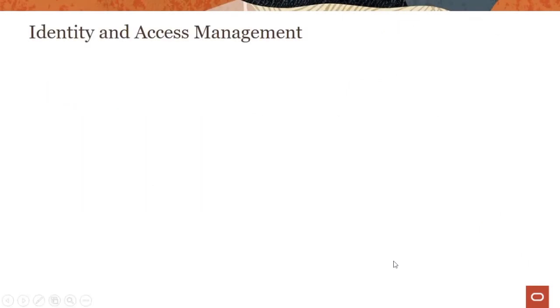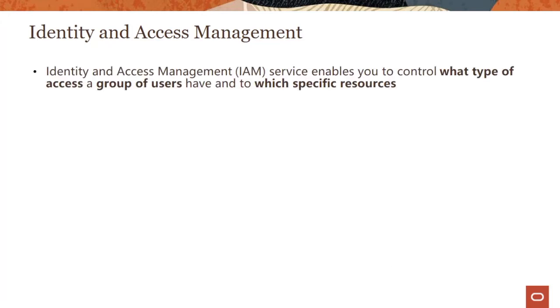So first, let's look at what the Identity and Access Management Service is. The Identity and Access Management Service, or the IAM service, enables you to control what type of access a group of users have and to which specific resources.